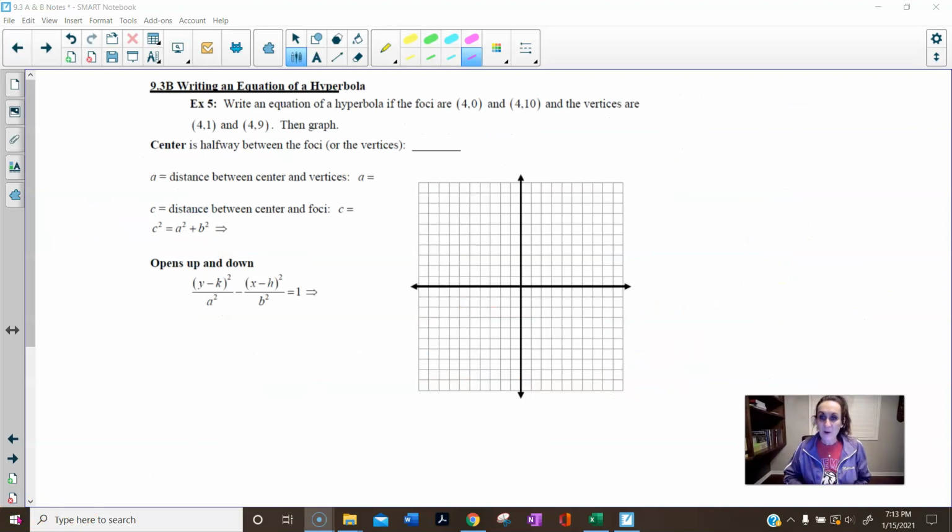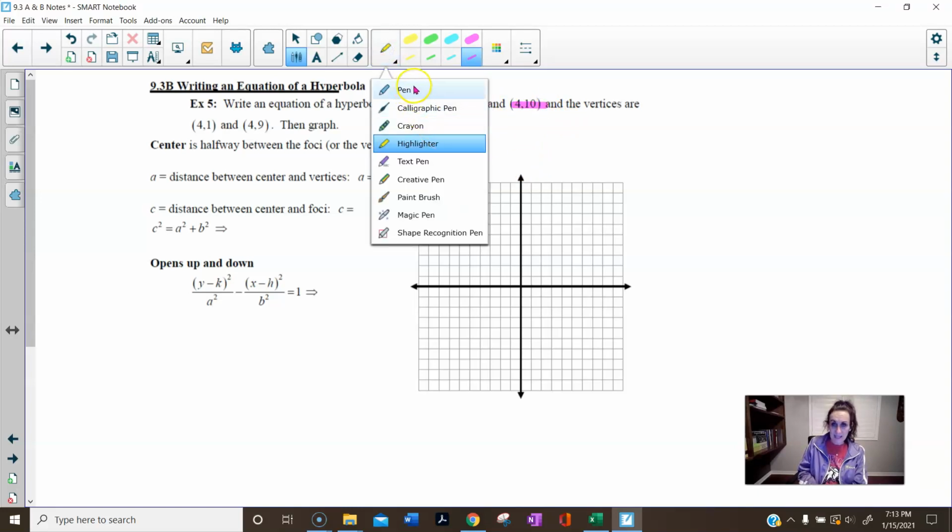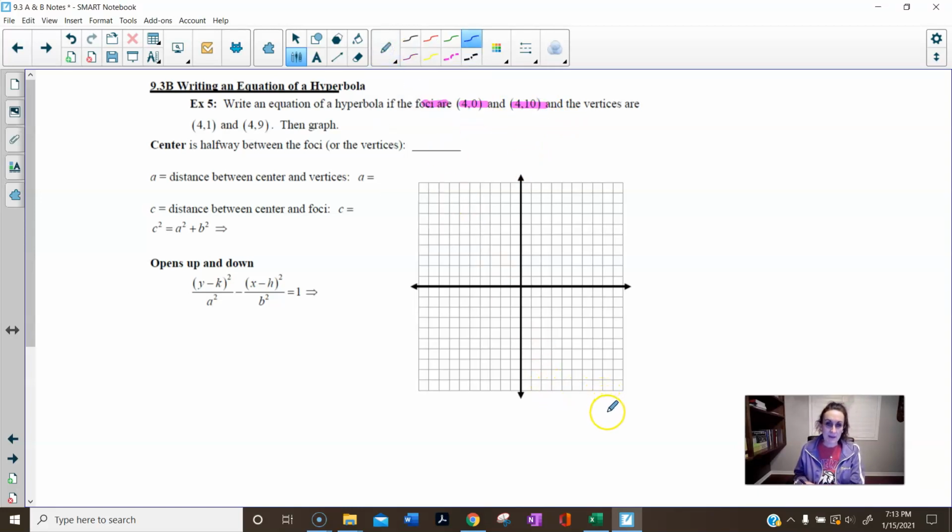So we have a couple of problems left. Let's go through and see how these work. Writing the equation of a hyperbola. So the foci are your C's, and your C's are 4, 0, and 4, 10. I like to graph it so I can see what type of hyperbola I'm looking at. So go right 4 and up 0. That's your C. And then go right 4 and up 10.